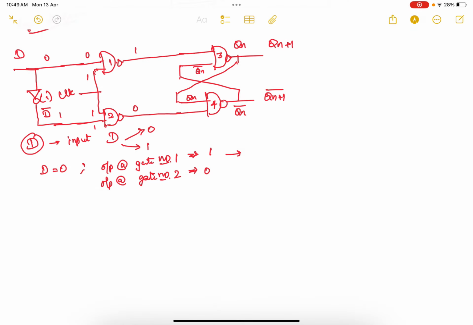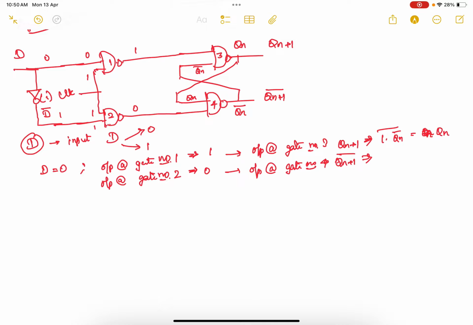Okay, now I am going to check the output at gate number 3, which is nothing but Qn plus 1. That is the thing we want to check. Similarly, the output at gate number 4 is nothing but Qn plus 1 the whole bar. One of the inputs is Qn bar, so this will be Qn bar the whole bar, which is nothing but Qn. I am not getting any value.